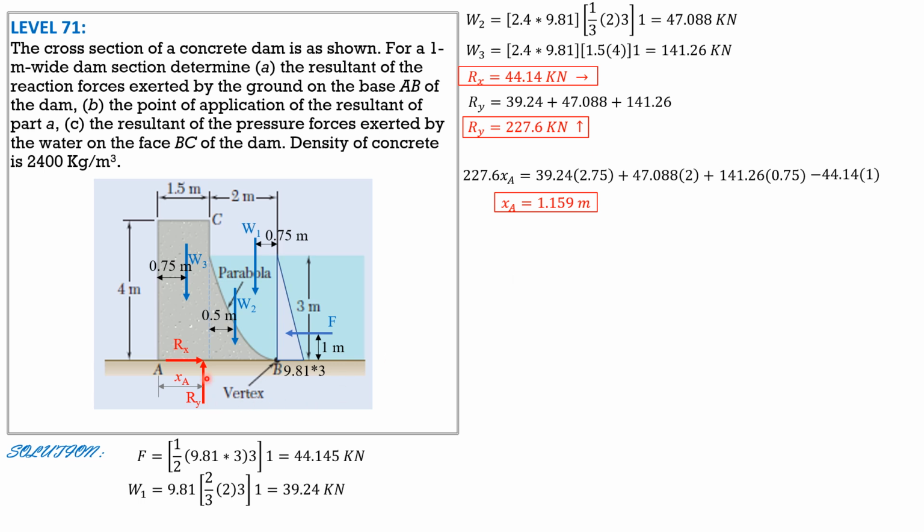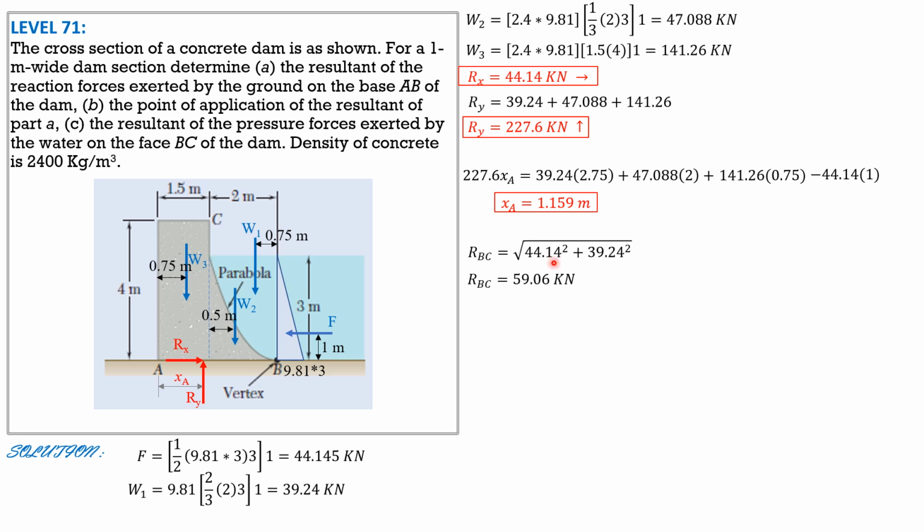1.159 meters. So the resultant crosses the base of the dam 1.159 meters to the right of A. Then letter C, the resultant of the pressure forces exerted by the water on the face BC, and it consists only of F and W1. So the magnitude is square root of F square plus W1 square. So RBC, square root of F 44.14 square plus W1 39.24 square. So RBC is equal to 59.06 kilonewtons, and it is directed down to the left.